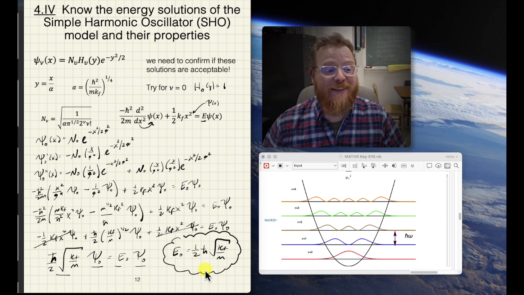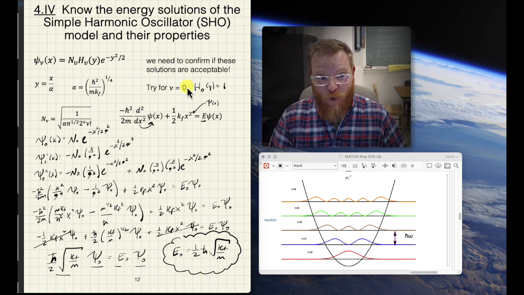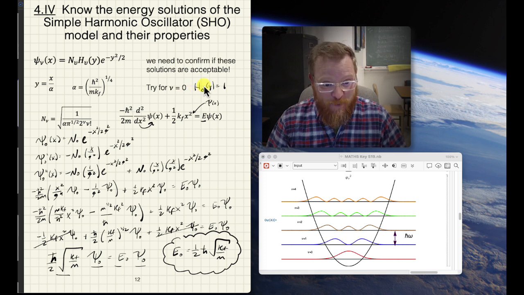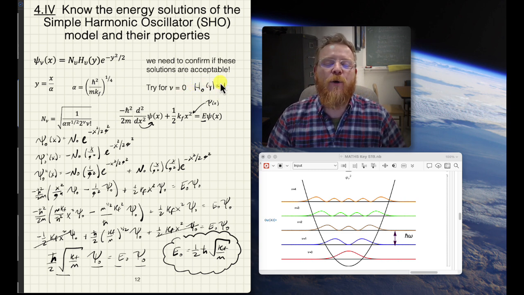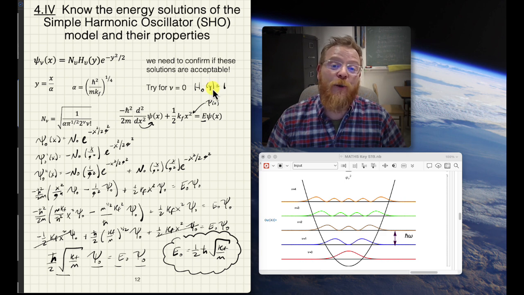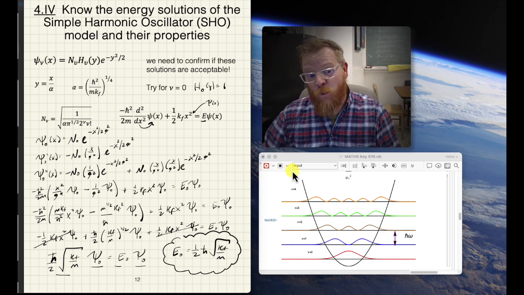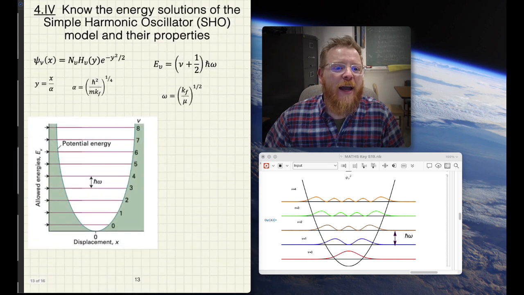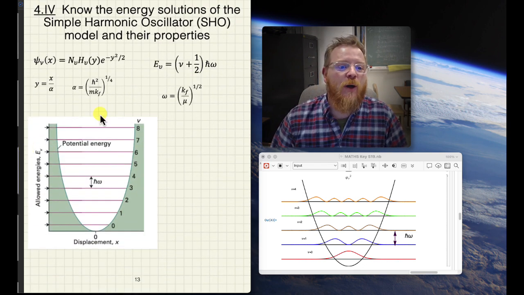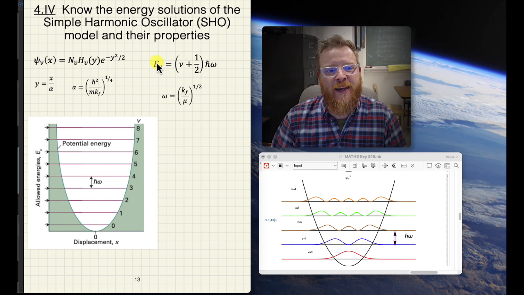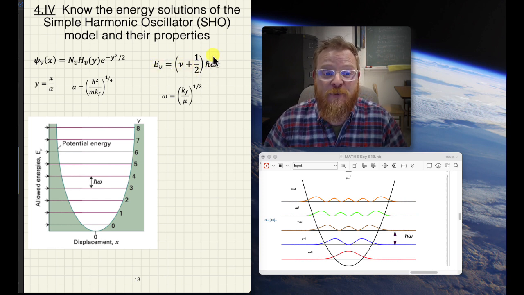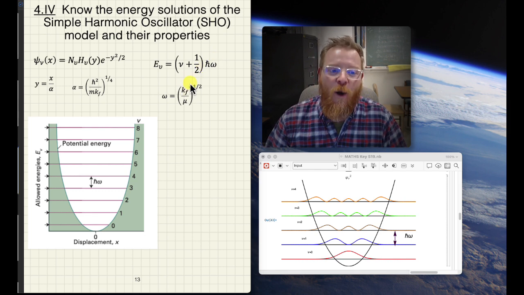And so now, of course, the next thing to try would be to go for nu is equal to 1 and get the new Hermite polynomial and do this all over again. But recall, our H1 Hermite polynomial will give us a slightly more complicated term. So we'll get a lot more complicated here. But all the same, it will work out. And what we will find is we get the following. So we get a general solution for E of nu, which will go as nu plus 1/2 times h bar omega, where omega is the square root of kf over mu.